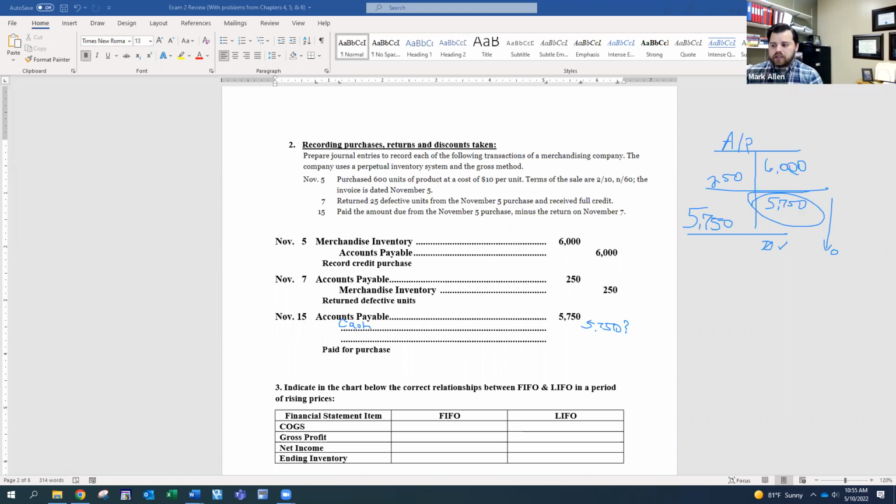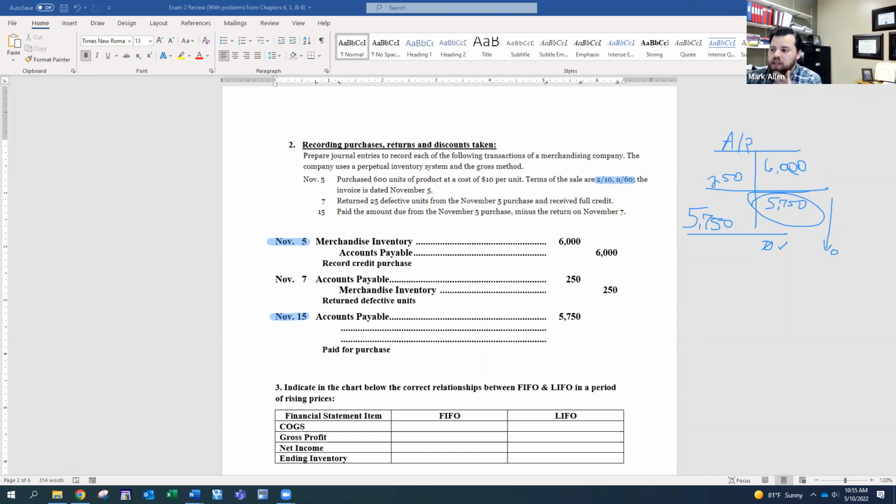Now the answer is no. That would not be correct in this case, because remember, we had those credit terms, 2/10, n/60. If you just go to crediting cash for $57.50, you are paying 100%. But look at the dates. The date of the first entry is November 5th. Next entry is November 15th. This is exactly 10 days. We do get the discount.